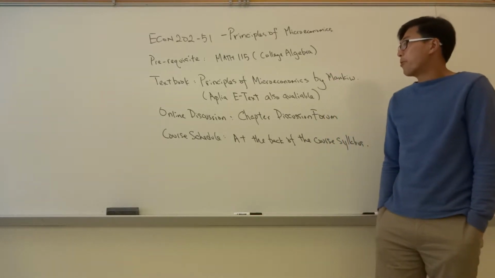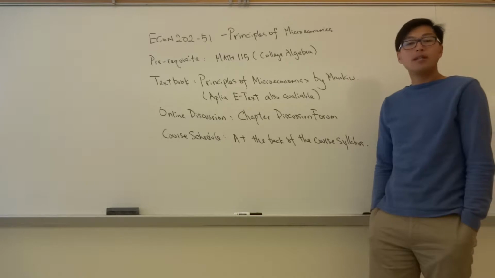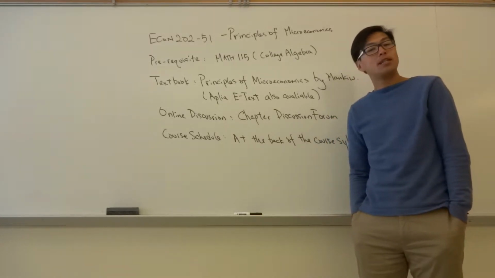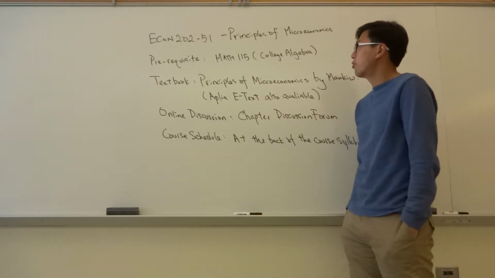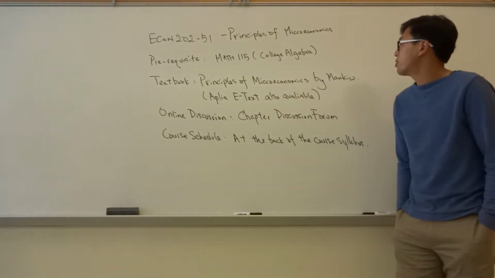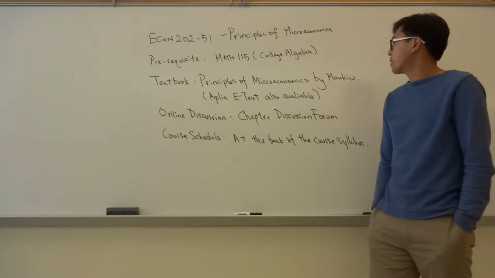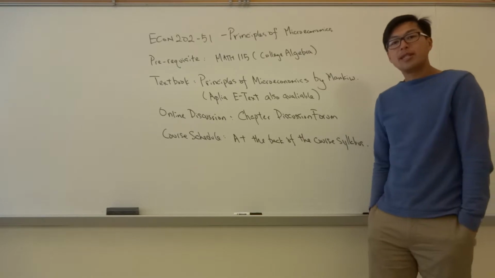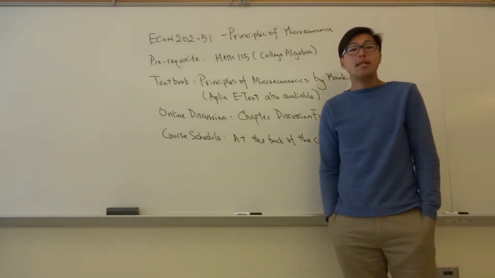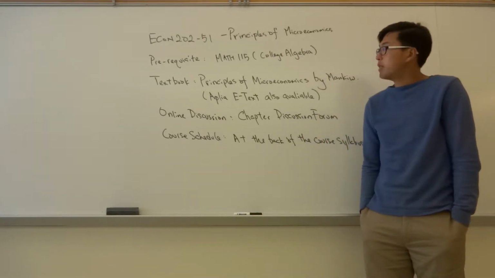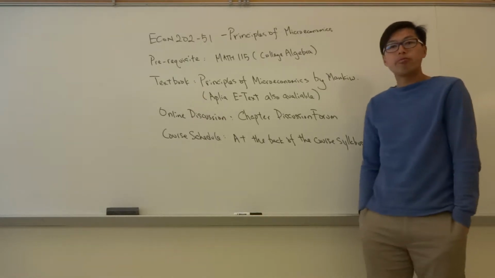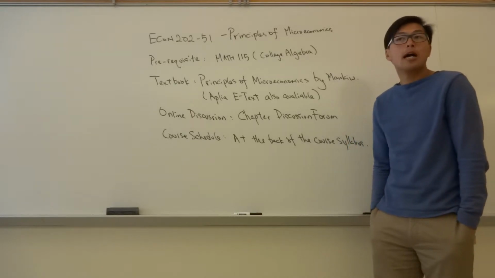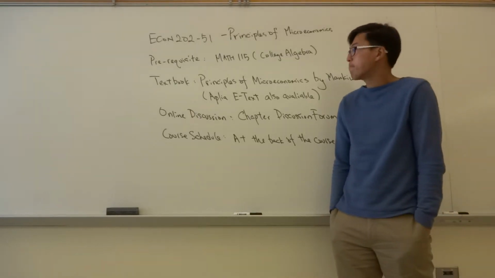The textbook that we are going to use is called Principles of Microeconomics. It's the same name as our course name. The book is written by Mankiw. It's the 8th edition that we are going to use for this class. The book has been on the market for a while, and in fact, Mankiw wrote the most popular economics textbooks in the United States.